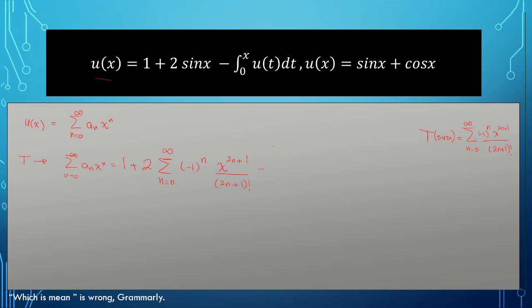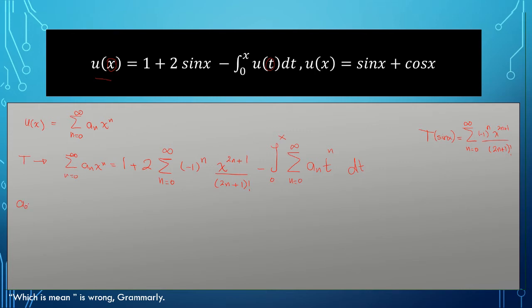minus the integration from 0 to x summation n from 0 to infinity a n t^n dt. Okay, so here is t^n because it's t here, and here is with respect to x. Try to notice these things so you can reach the right answer. Okay, now let's expand those summations.